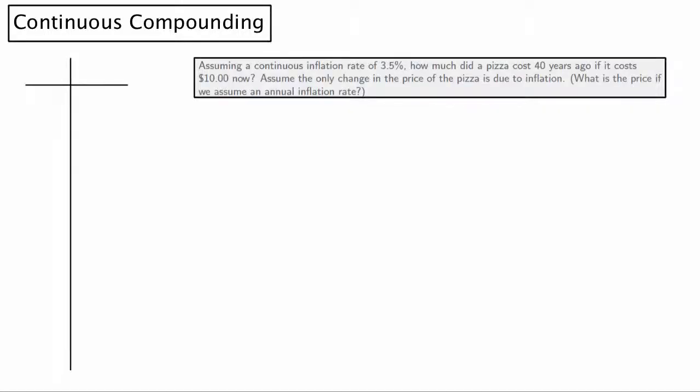Welcome to another podcast. In this episode, we're going to be taking a look at how we transfer the idea of effective rates and compounding more often per year and translate that into a completely new formula that describes what's called continuous compounding. Now, I want to start by looking at a couple of different values here.